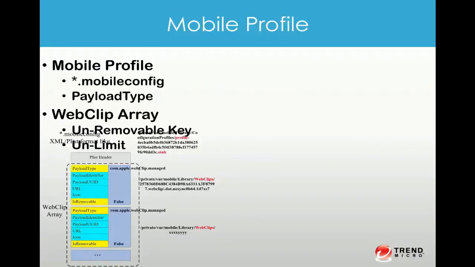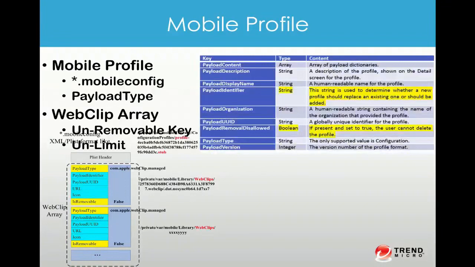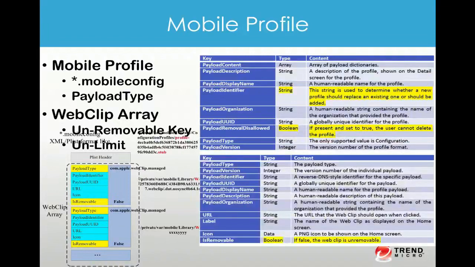At the top level, the profile property list contains the following keys. The web clip payload is designed by specifying com.apple.webclip.managed as the payload type value. This value defines the following keys. Yellow highlight can be abused.